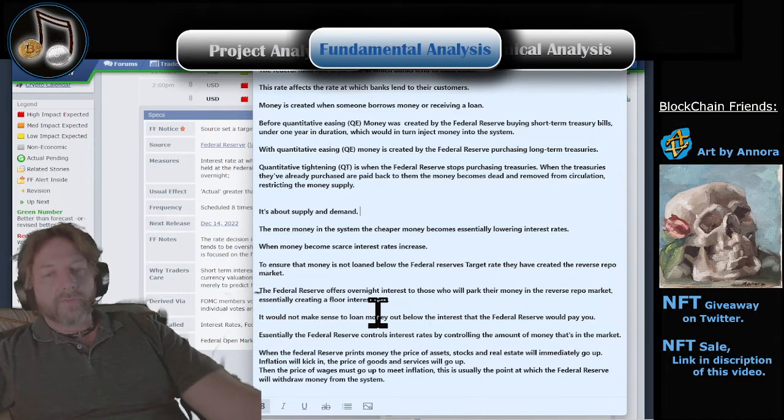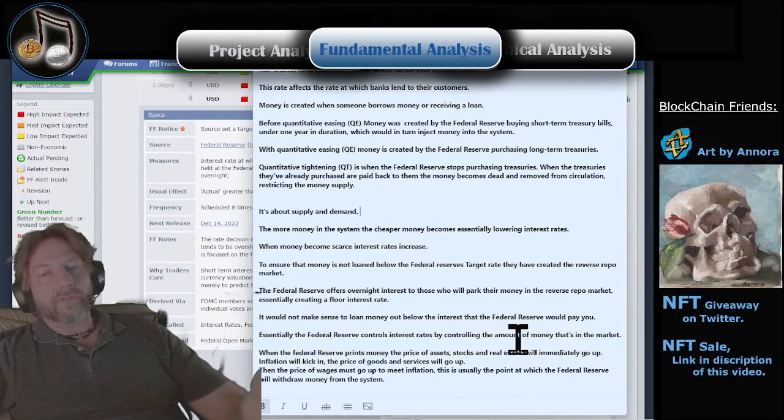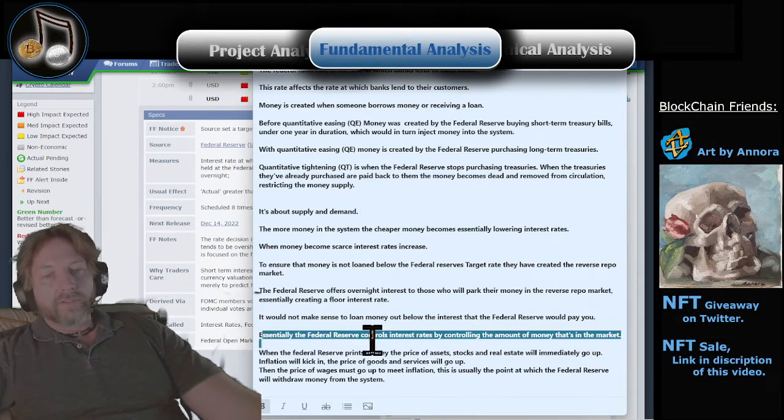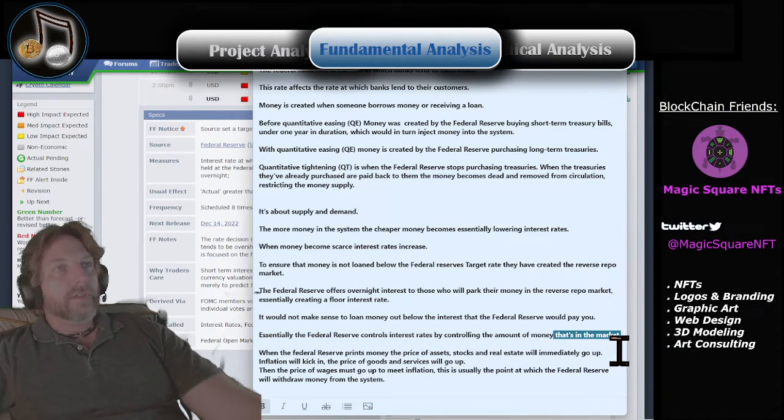The Federal Reserve offers overnight interest to those who will park their money in the reverse repo market, essentially creating a floor interest rate. It would not make sense to loan money out below the interest rate that the Federal Reserve will pay you for it, right? Essentially, the Federal Reserve controls the interest rate by controlling the amount of money that's in the market. So this is the way the Federal Reserve controls the interest rate.